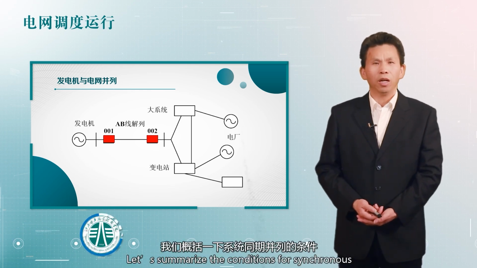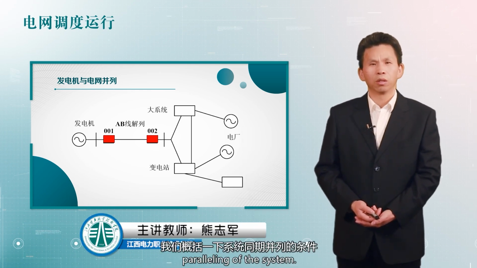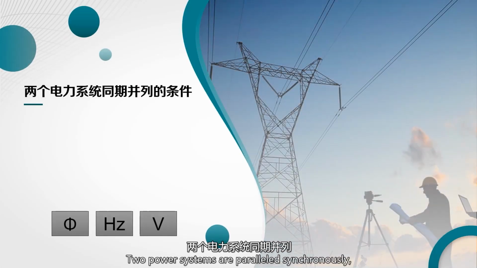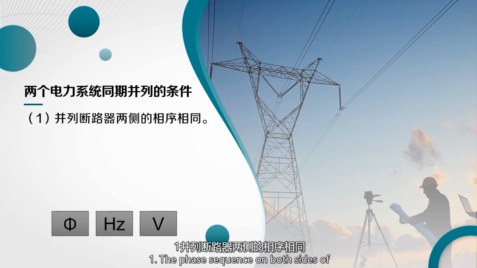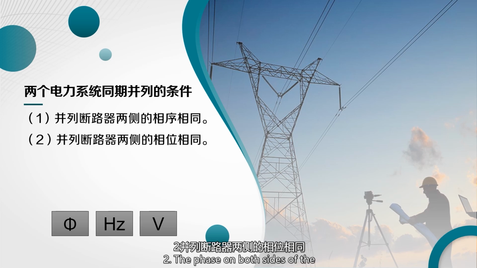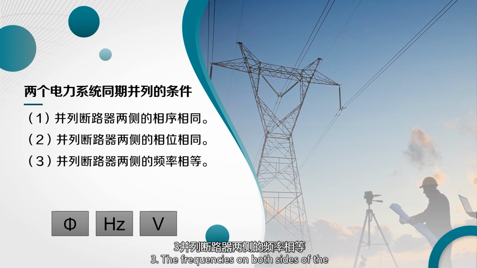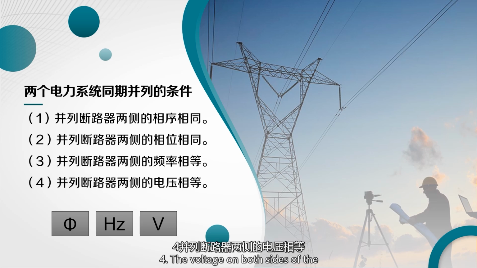Boys and girls, what are the conditions for synchronous paralleling of the system? Let's summarize the conditions. Two power systems are paralleled synchronously, and four conditions need to be met at the same time. 1. The phase sequence on both sides of the parallel circuit breaker is the same. 2. The phase on both sides of the parallel circuit breaker is the same. 3. The frequencies on both sides of the parallel circuit breaker are equal. 4. The voltage on both sides of the parallel circuit breaker is equal. Any synchronous paralleling that occurs when one of the conditions is not met is called asynchronous paralleling.